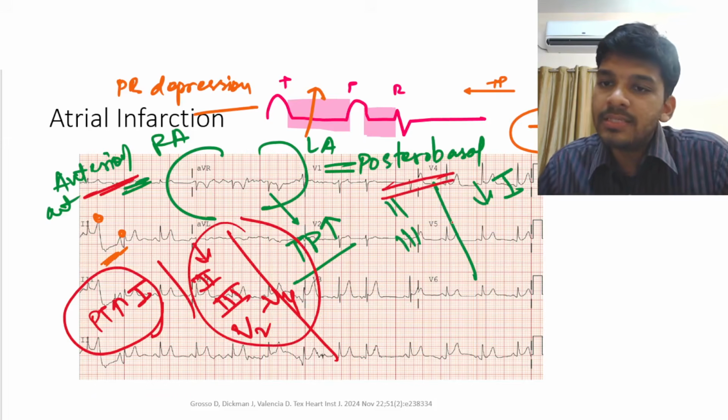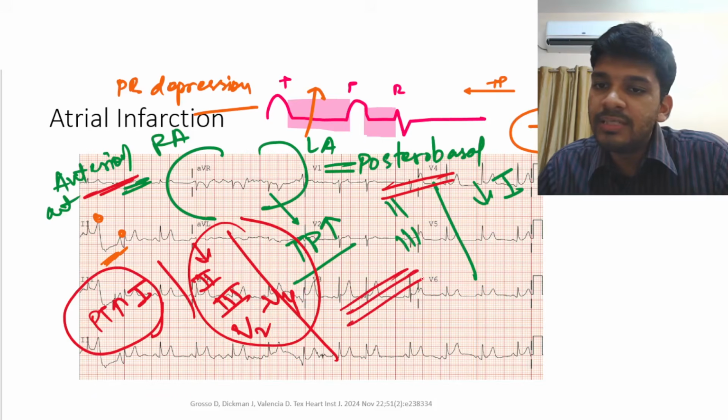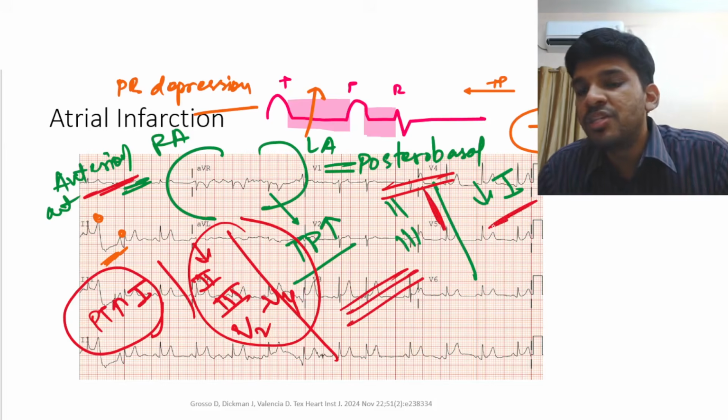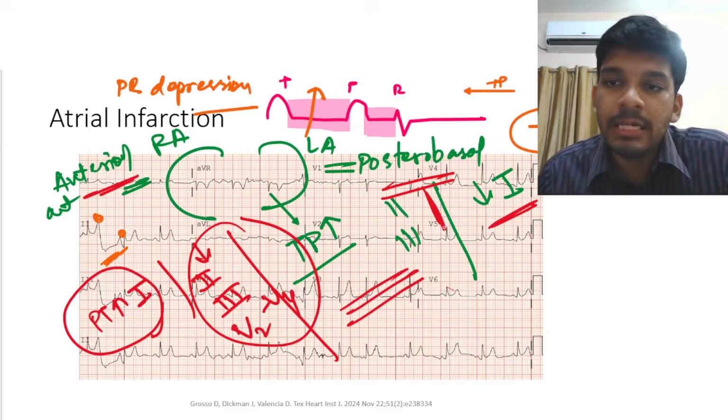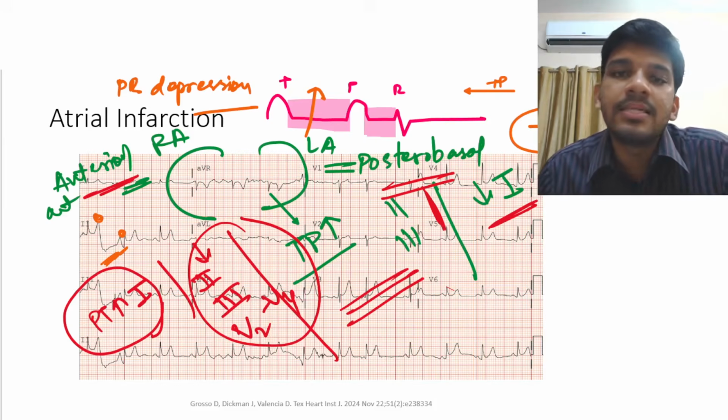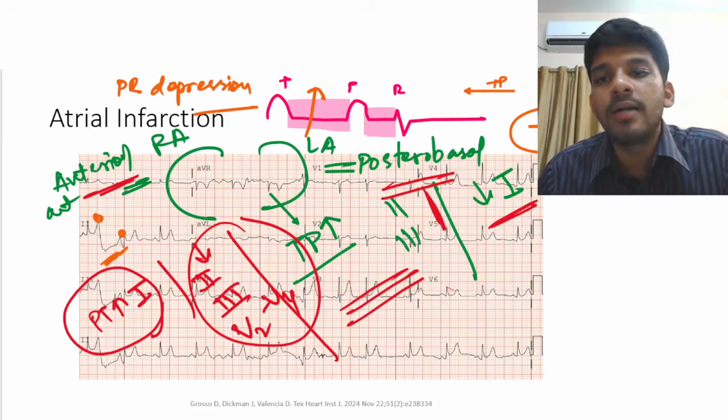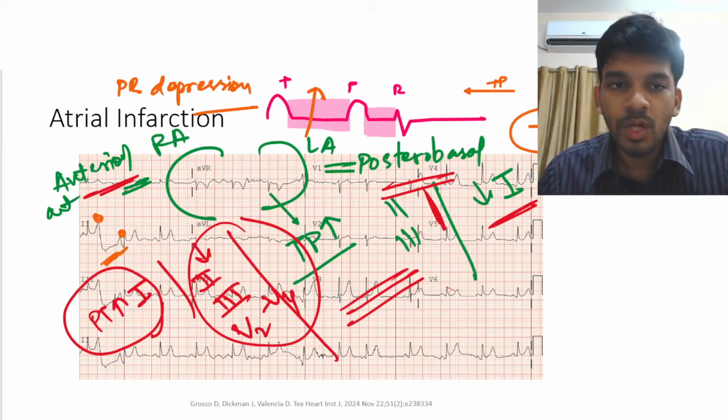Whereas in the posterobasal case, it's an elevation in the inferior leads, that is 2, 3, and a depression in lead 1. So think of it as a TP segment elevation. Although classically we describe it as a PR depression, both are the same thing. Okay, that is about atrial infarction.